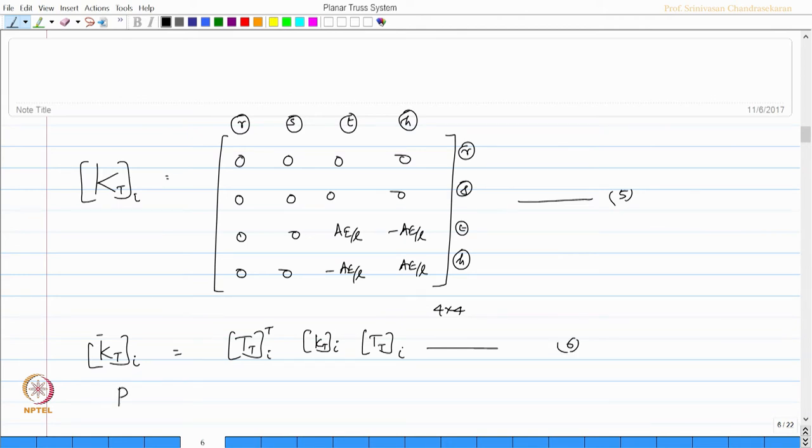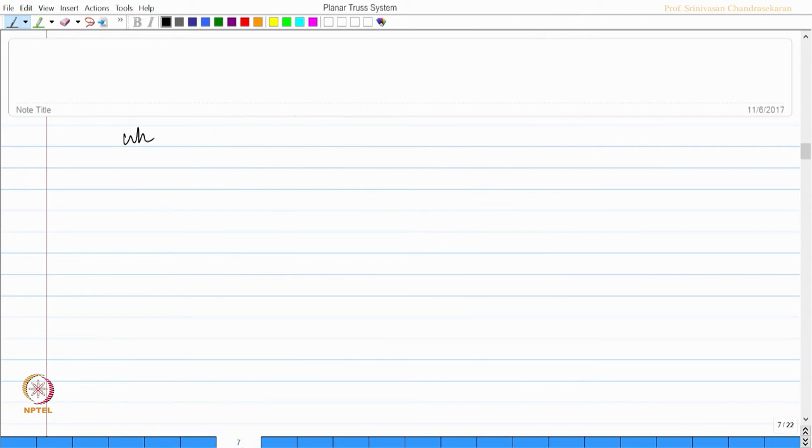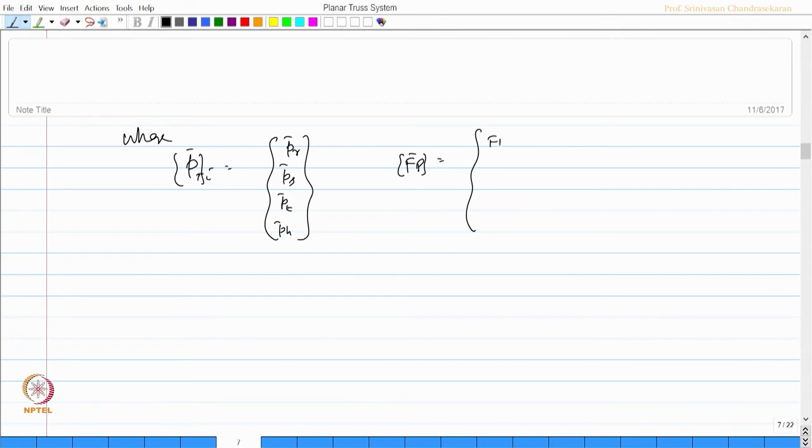Now, I can also write the responses of the truss member in the reference axis system will be simply k bar of the truss member multiplied by delta bar of the truss member plus, if there are any end reactions of the truss member, p bar f, where p bar of the truss member vector is simply p bar r, p bar s, p bar t and p bar h, and p bar f of the truss member will be end reactions in r degree of freedom, in s degree of freedom, in t degree of freedom and h degree of freedom respectively of the ith member. Okay. So, it is very simple.